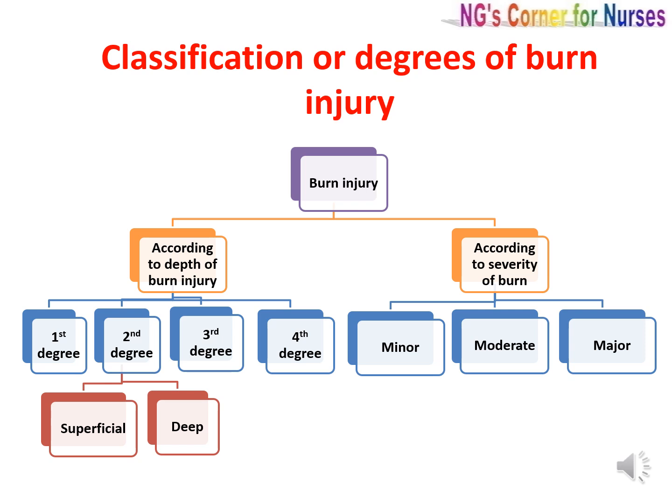Next, coming to the classification of burn injuries. We can classify the burn injury in two ways. First way is according to the depth of burn injury, and the second way is according to the severity of burn injury. At first, according to the depth of burn injury, we can divide the injury in four types. That is first degree, second degree, third degree and fourth degree. And the second degree can be further divided into two types, superficial and deep. And on the other hand, according to the severity of burn injury, we can divide the injury in three types, minor, moderate and major.